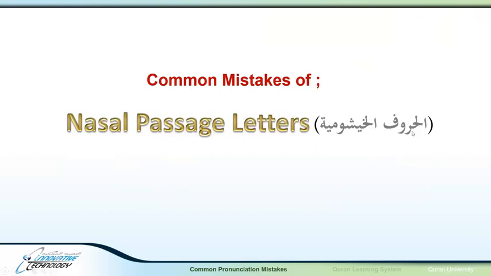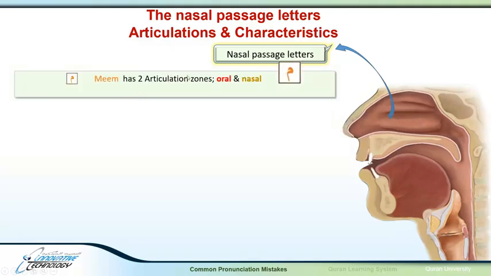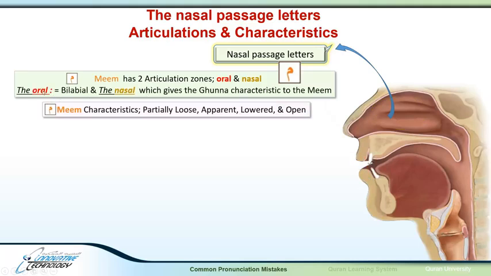Now we proceed to another group of letters, the nasal passages letters, and discuss the common mistakes of those. Al-Huruf al-Khayshumiyya has two letters actually. The first one is the meme, and the meme has two articulation zones, oral and nasal. The nasal is here and the oral is here. The oral is bilabial and the nasal is the one that gives the ghunna characteristic to the meme. On the other hand, the meme is characterized by being partially loose, apparent, lowered, and open.